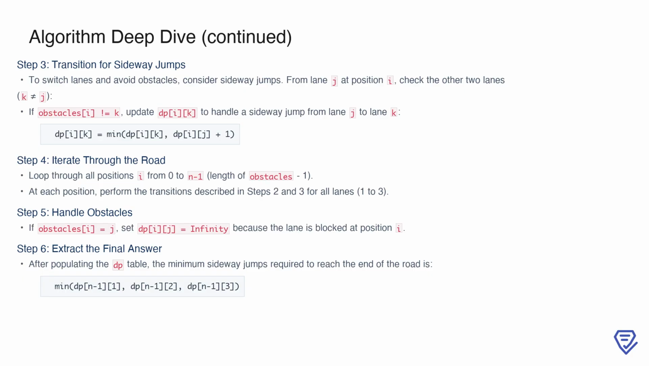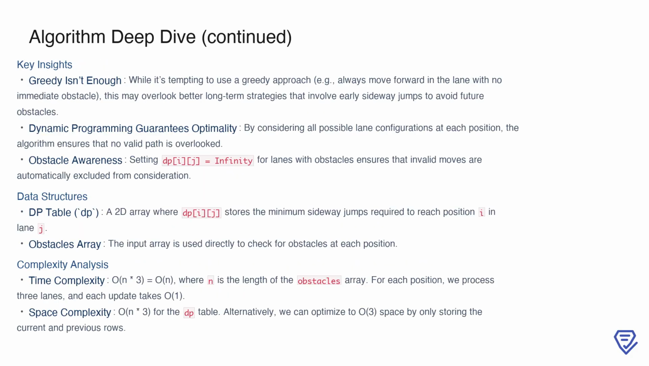Finally, after populating the entire dp table, the result is obtained by finding the minimum value among the three lanes at the last position. This gives us the least number of sideway jumps needed to reach the end of the road. There are some important insights to keep in mind for this problem.